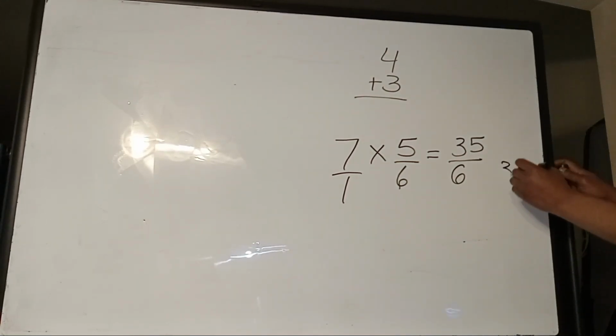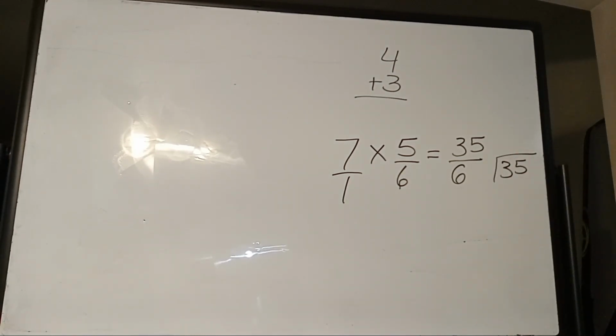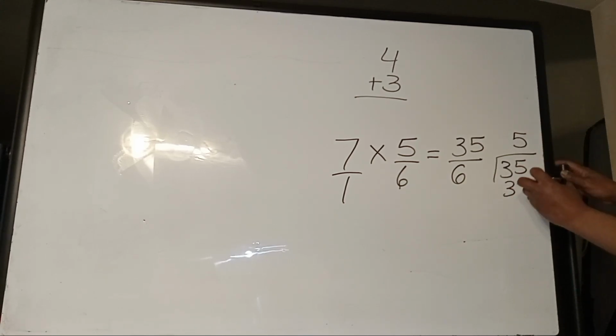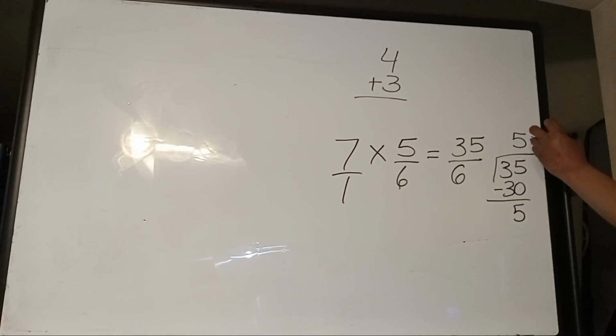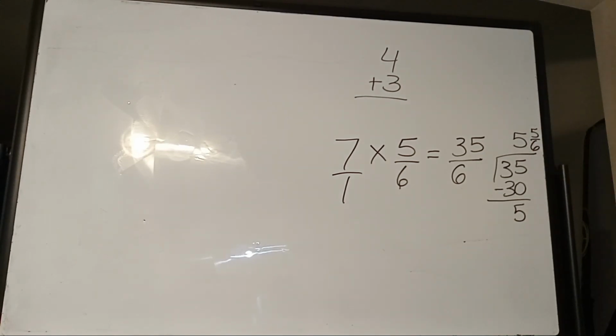Okay. 5 groups. Okay. So the answer would be? 5 and 5 over 6.